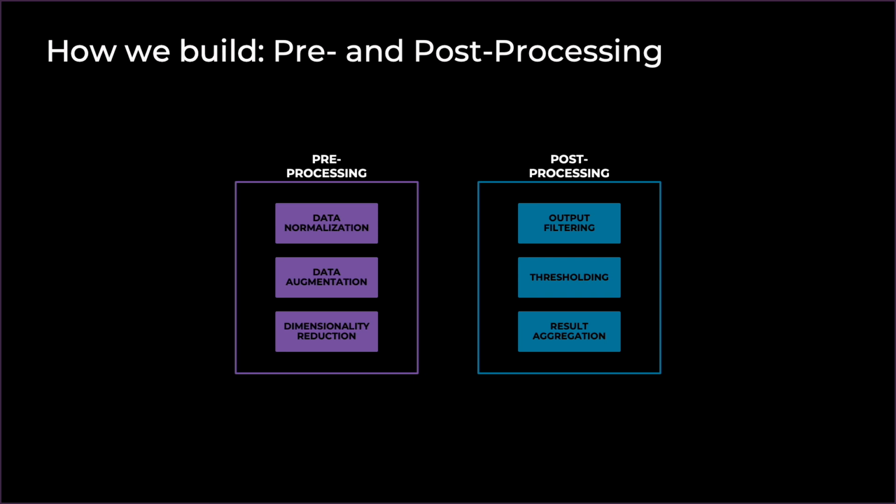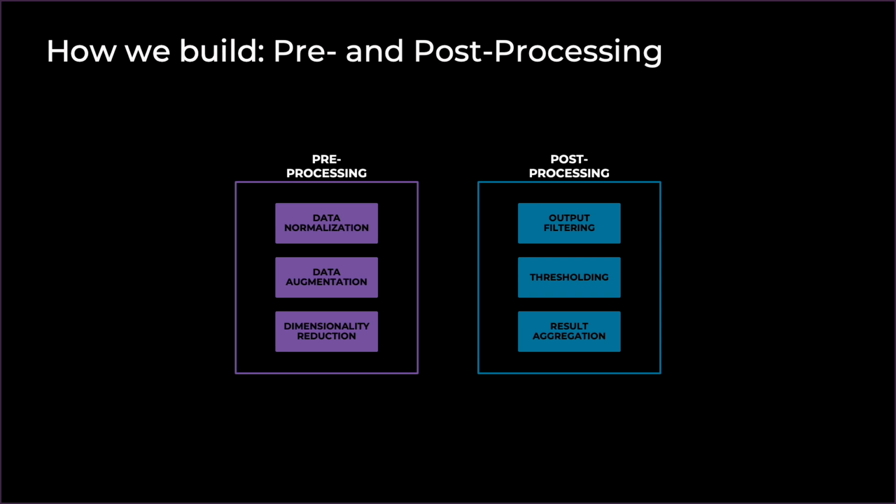Then we have data augmentation. This means changing the data in some way, such as rotating it, flipping it, changing the colors, to make sure that the inputs are standardized and that the model is robust and can improve its performance on a diverse set of inputs. Third, we have dimensionality reduction.